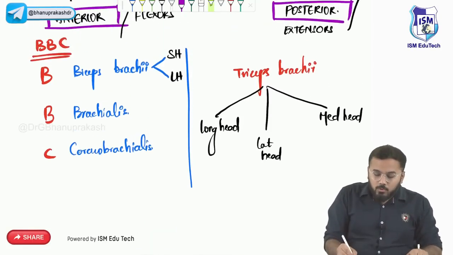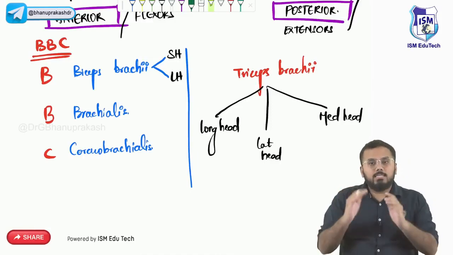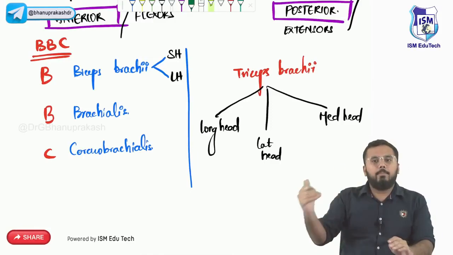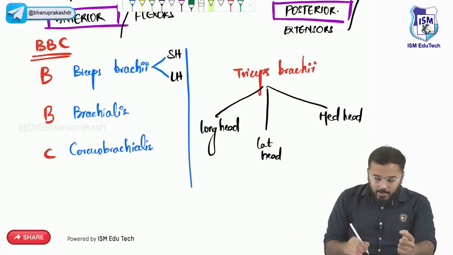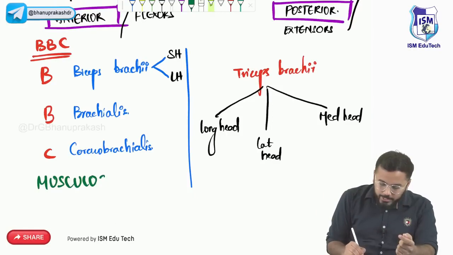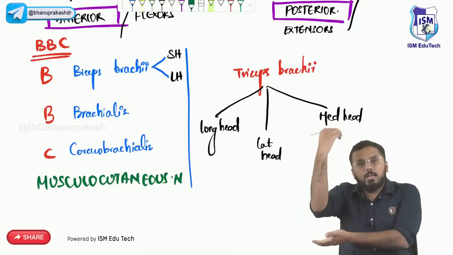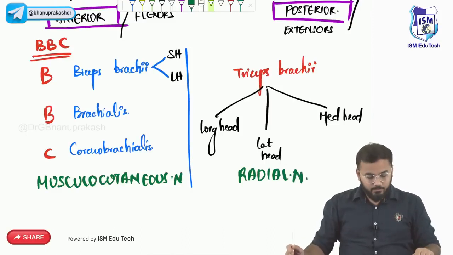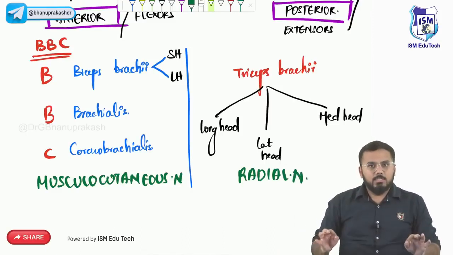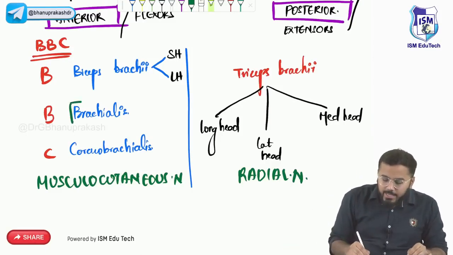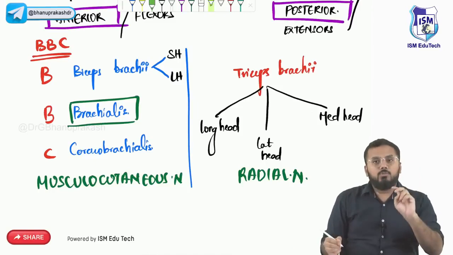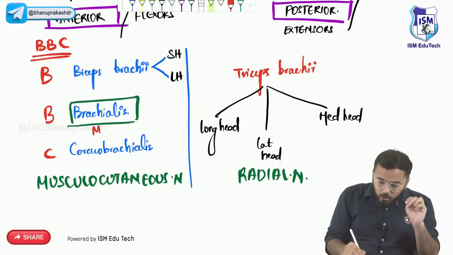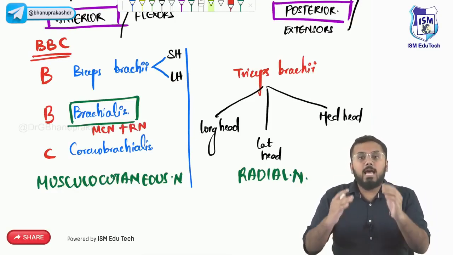Now, one very important thing you have to remember is what supplies your entire anterior compartment. The entire anterior compartment is supplied by a nerve called the musculocutaneous nerve. The entire posterior compartment is supplied by a nerve called the radial nerve. But in some individuals, the brachialis is supplied by two nerves. What are those two nerves? It is supplied by the musculocutaneous nerve, and it is also supplied by the radial nerve. That is the reason why brachialis is called a hybrid muscle.